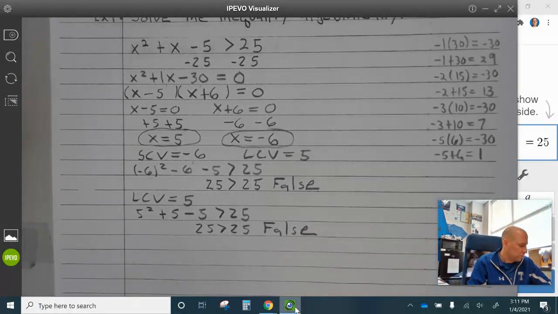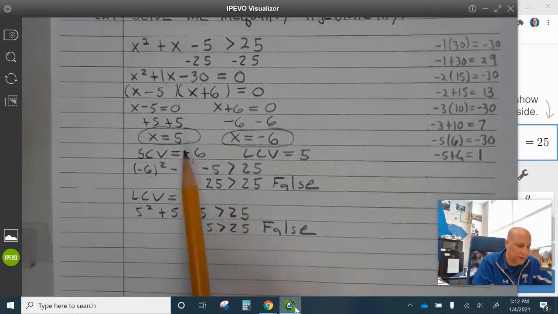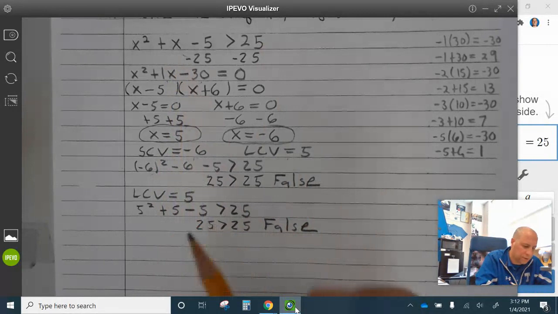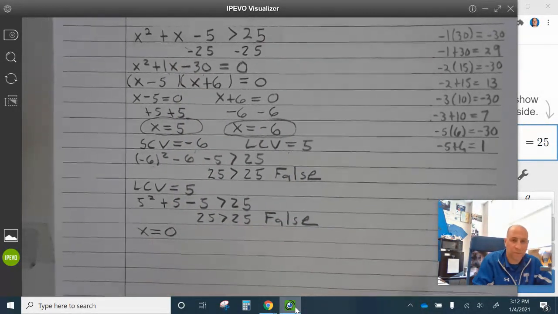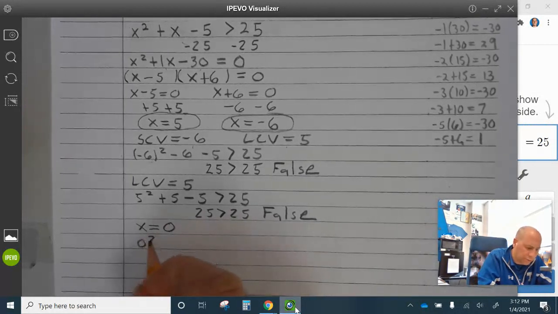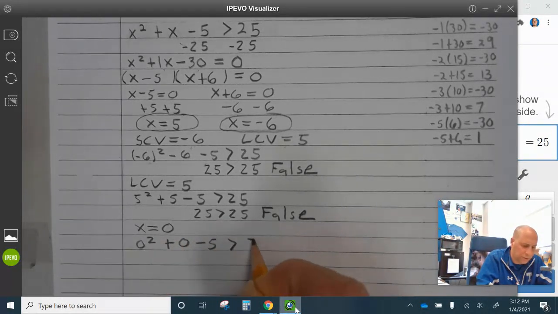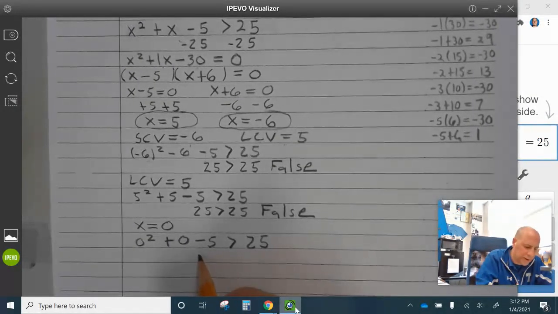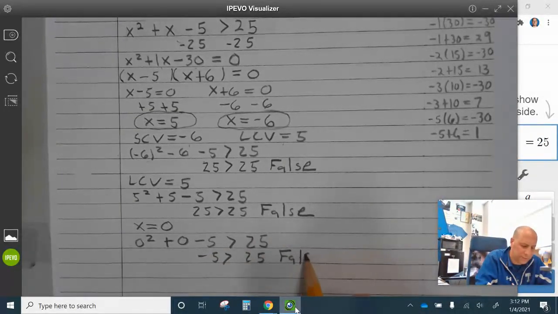Okay? So now we need to choose an x value between the critical values. Well, 0 is between -6 and 5, so let's do that. So now we're going to plug 0 into here, use x equals 0. Okay, so now that's 0 squared plus 0 minus 5 greater than 25. Well, that's -5 greater than 25, which is a false statement.